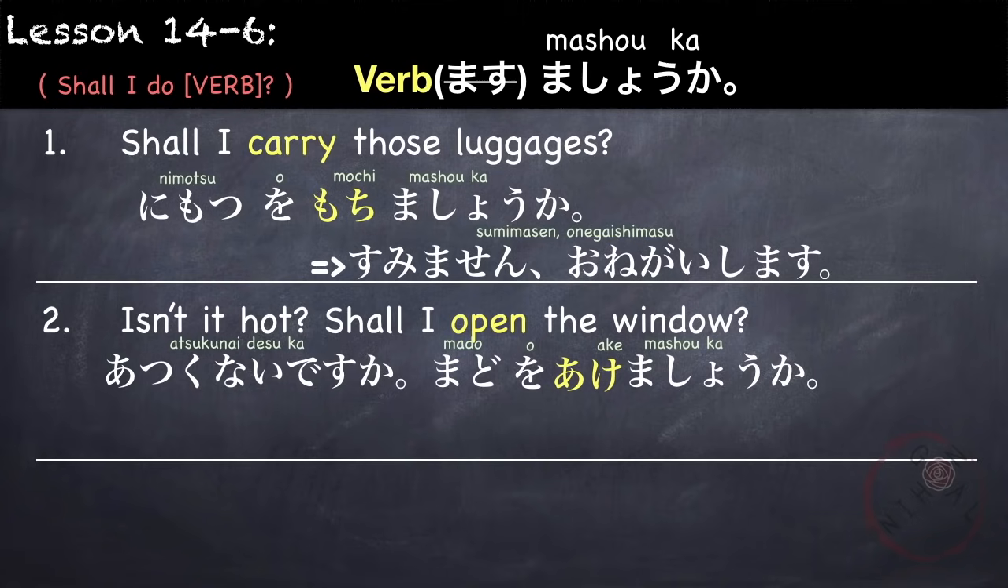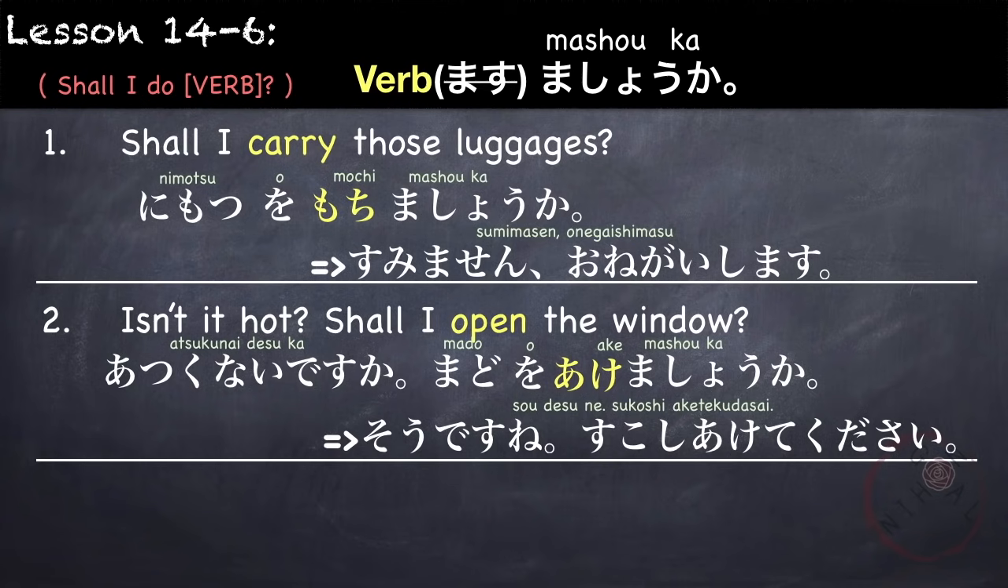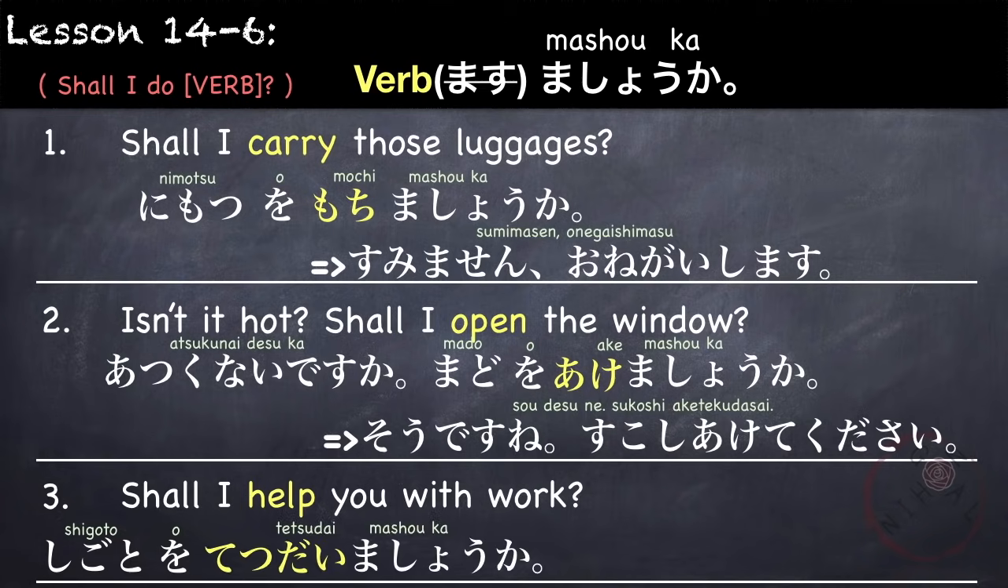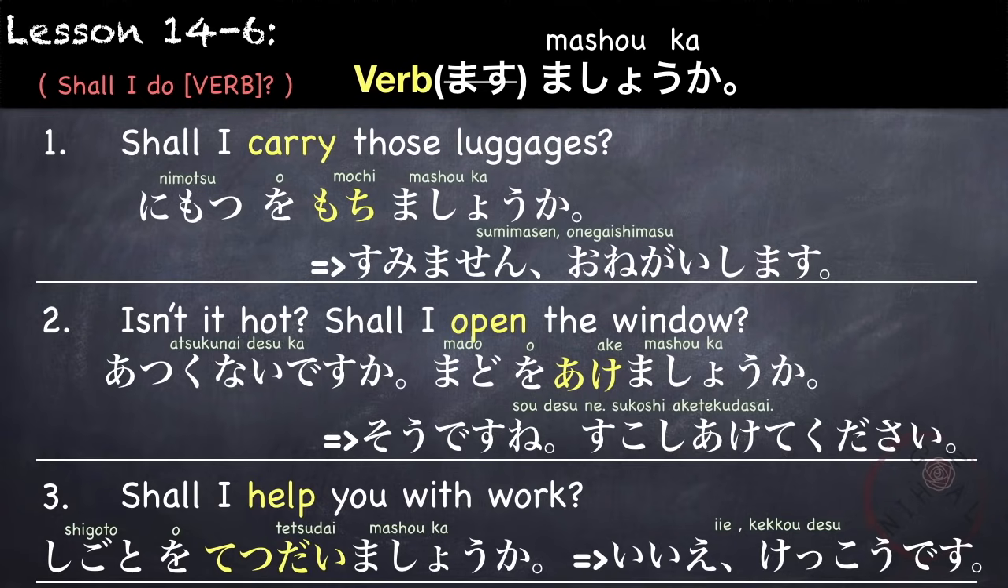Please open it a little bit. そうですね. 少し開けてください. 少し means a little. 開けて open. So we added ください to be more polite. 少し開けてください. Please open it a little bit. Shall I help you with work? Work is 仕事. 仕事を help is 手伝います or 手伝いましょうか. 仕事を手伝いましょうか. If you want to refuse politely, you can say いいえ、結構です. No, thank you. No, it's okay. Thank you.